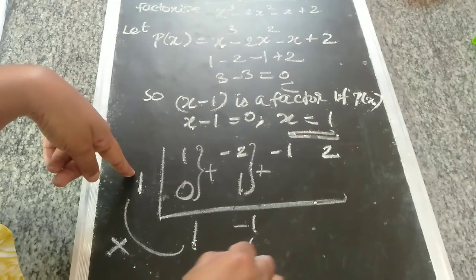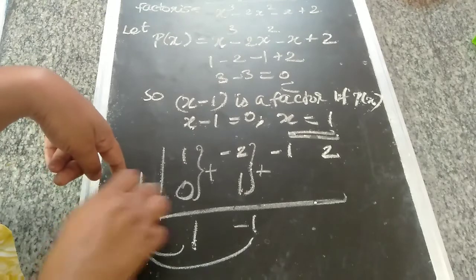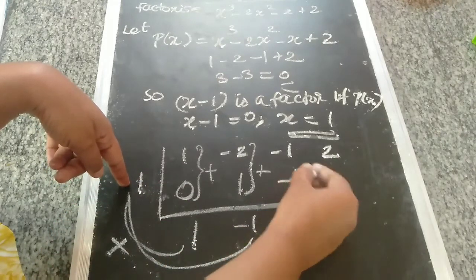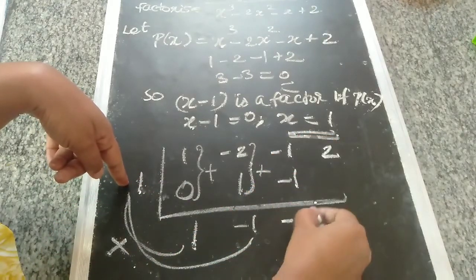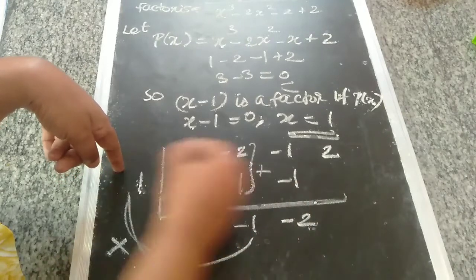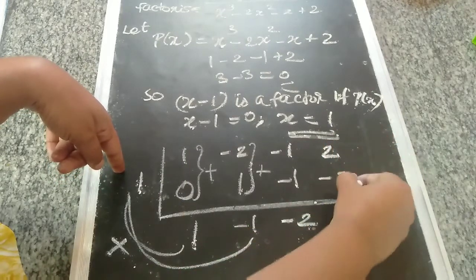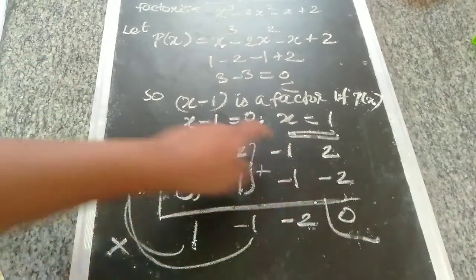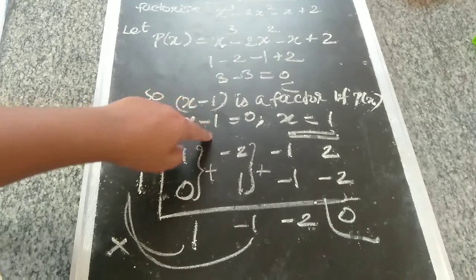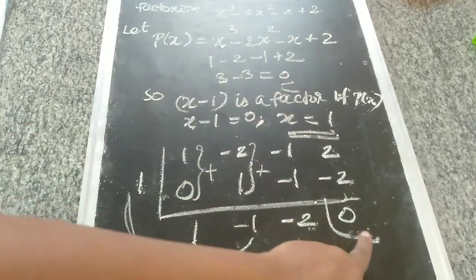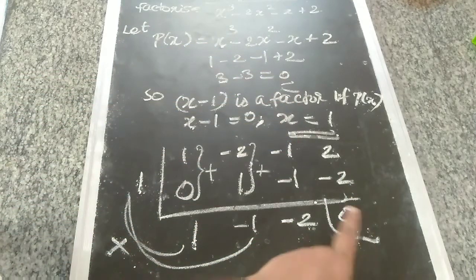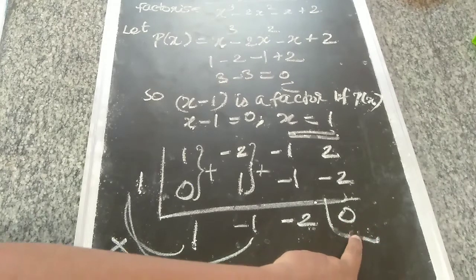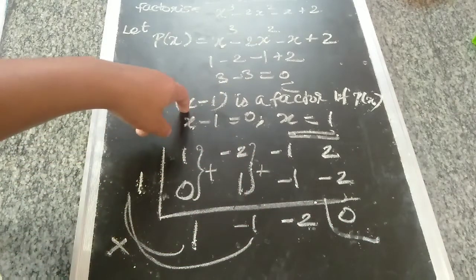Again I want to multiply this number and 1. 1 into minus 1 is minus 1. Minus 1 plus minus 1 is minus 2. Minus 2 into 1 is minus 2. 2 plus minus 2 is 0. The remainder is 0 because it is an exact factor. If you substitute a factor, you get the remainder 0. In case you do not get the remainder as 0, then x minus 1 is not a factor.